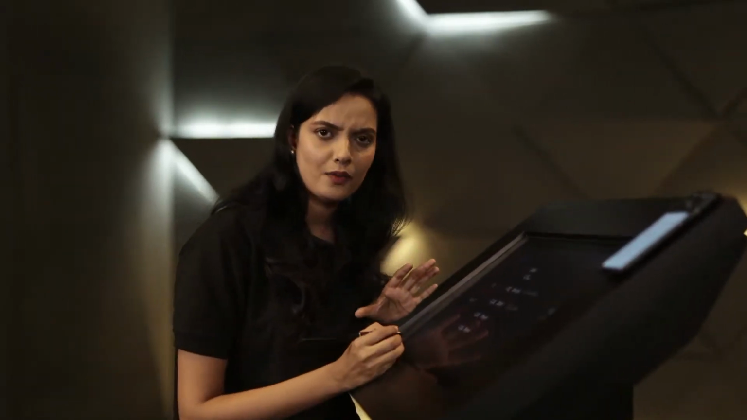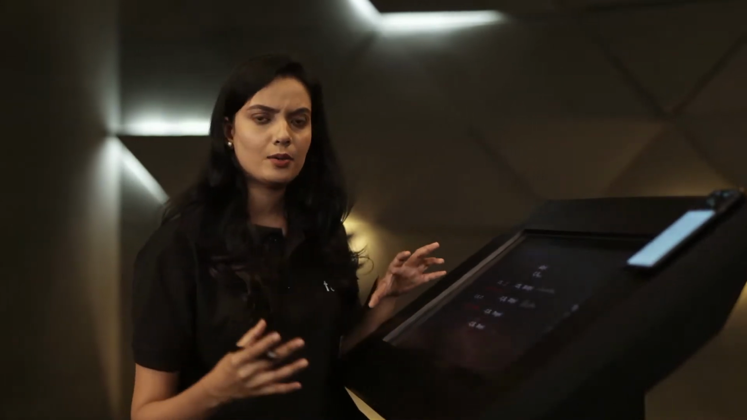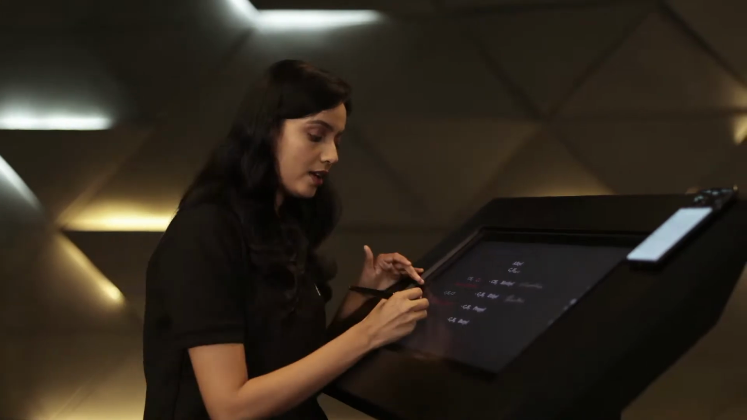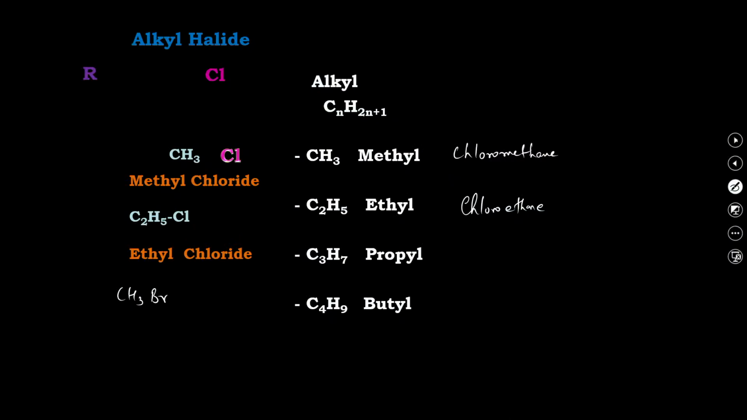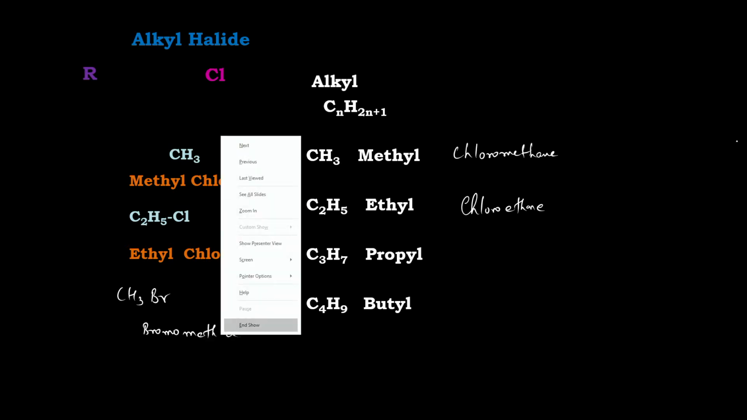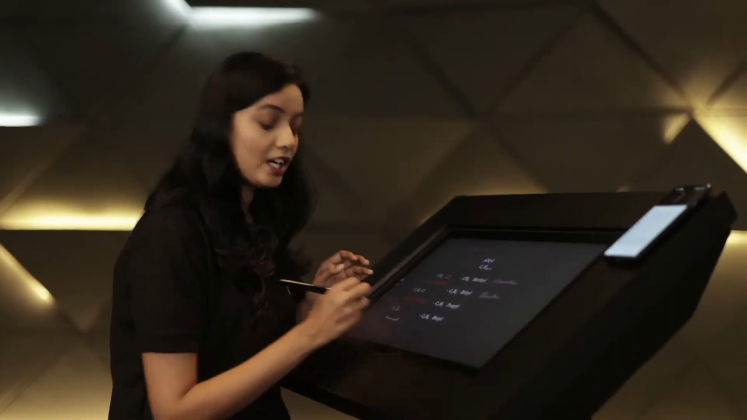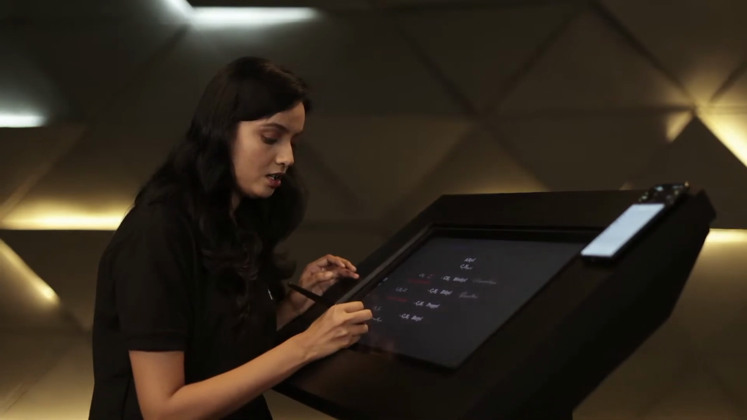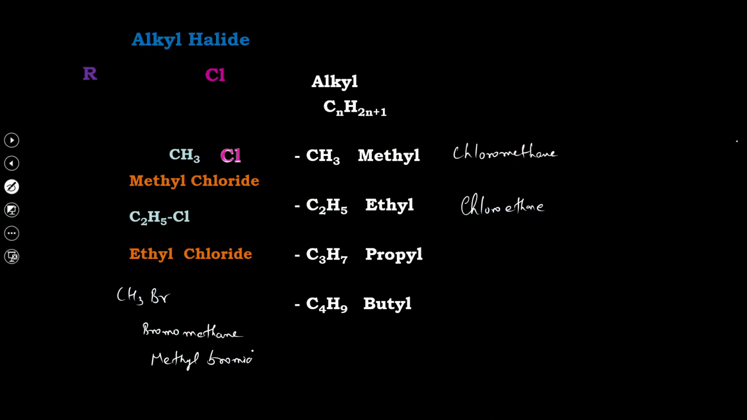In a similar way, you can add bromine, iodine, fluorine in place of chlorine. Now, suppose I write CH3Br, then it is known as bromomethane, or in the common name it is known as methyl bromide. So, this is how you name the carbon compounds according to IUPAC and the common names which we know.